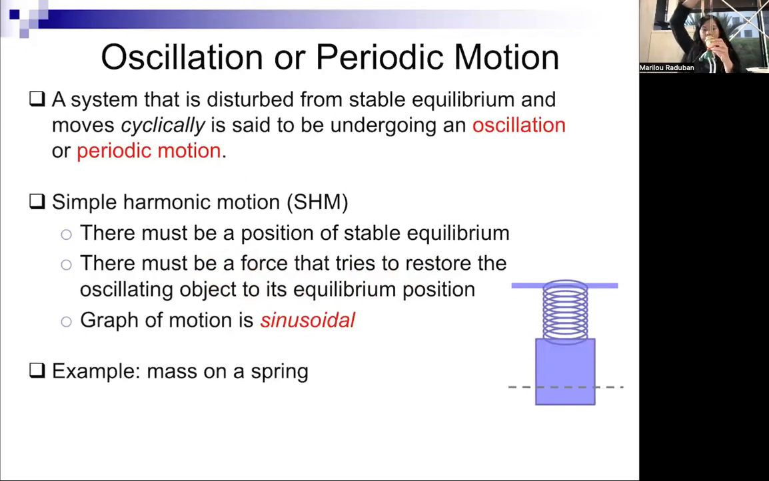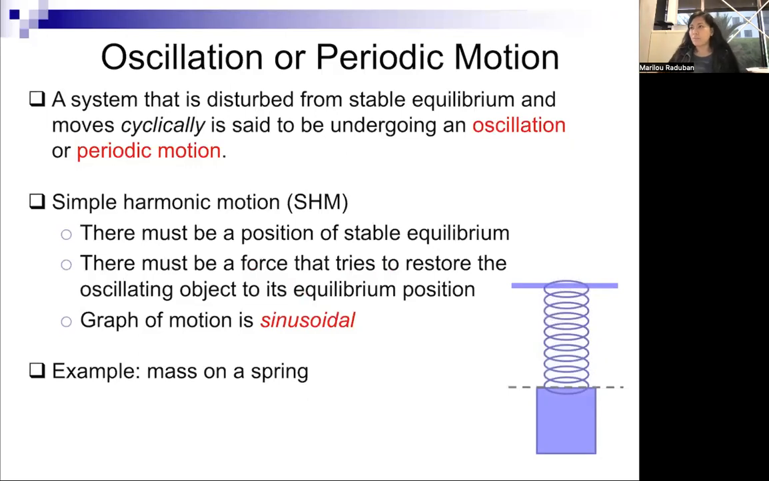So similarly, if you have an object hanging by a spring, and you let go of it, the object oscillates up and down because the spring will try to bring the object back to its original equilibrium position. So those are examples of simple harmonic motions. And the last characteristic of SHM is that the graph of the motion is sinusoidal. So what do we mean by sinusoidal?